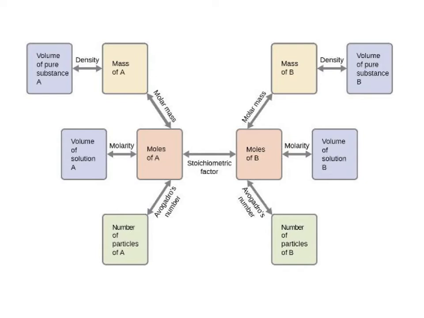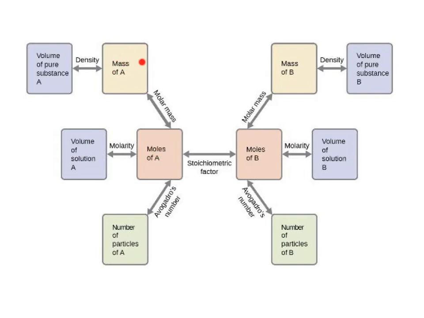But whatever they give us, the key is I need to get the moles of the first thing, then I can use the stoichiometric coefficients to get the moles of the second thing, and then we know lots of things that we can do with moles. We can go from moles to number of particles. We can use molarity to go from volume to moles.